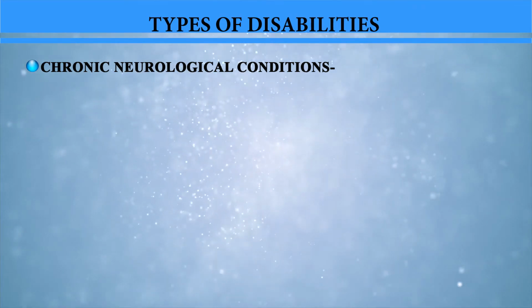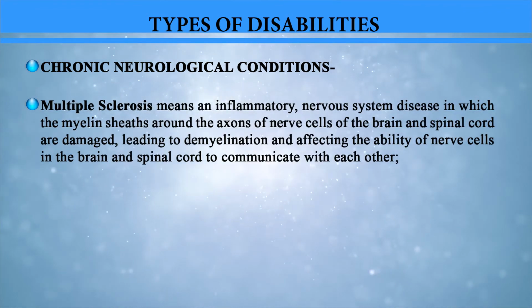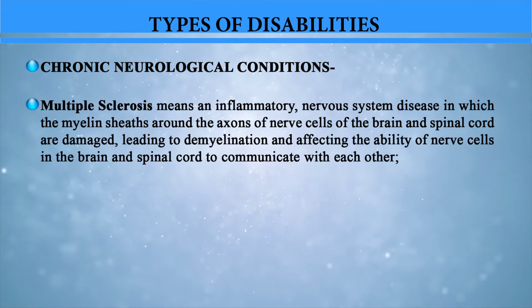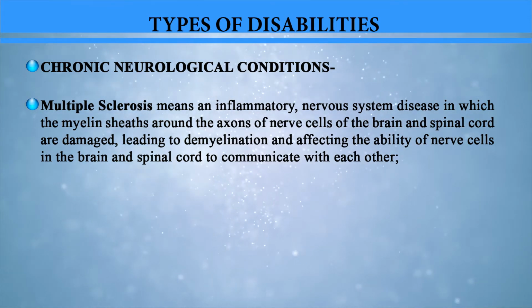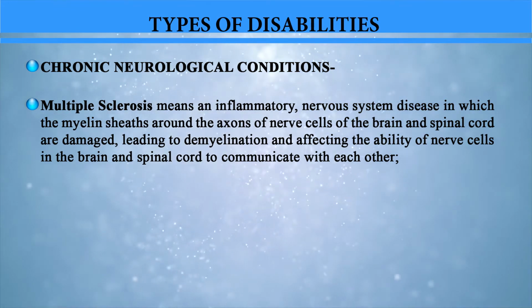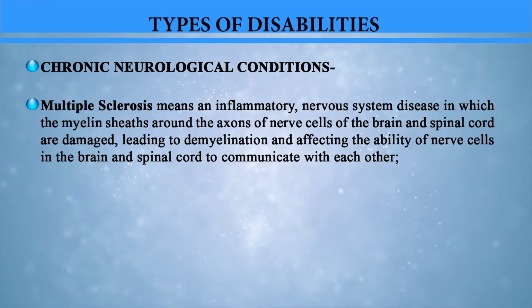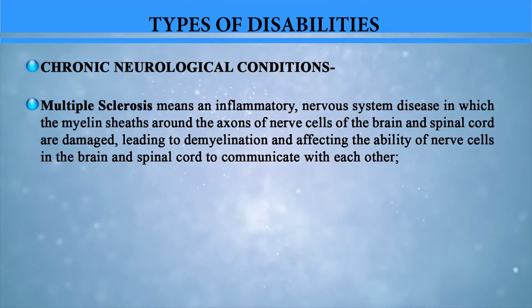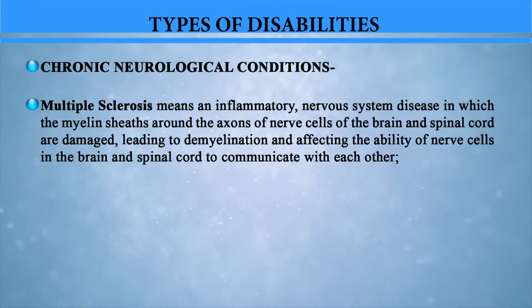Chronic neurological conditions. Under chronic neurological conditions, multiple sclerosis comes. It means an inflammatory nervous system disease in which the myelin sheaths around the axons of nerve cells of brain and spinal cord are damaged, leading to demyelination and affecting the ability of nerve cells in brain and spinal cord to communicate with each other.